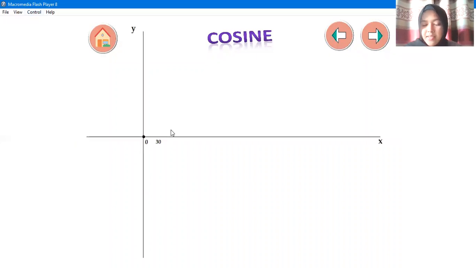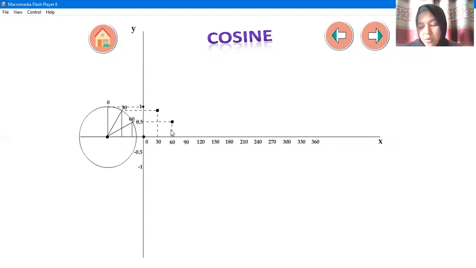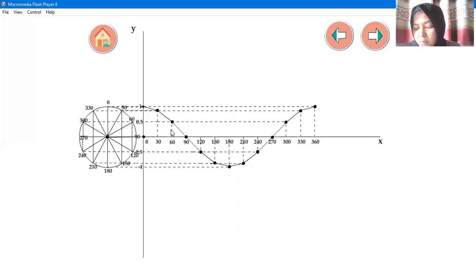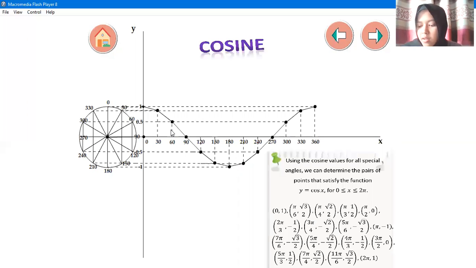Okay, steps to draw the cosine graph. Draw the axes x and y and draw a circle with a radius of 1 unit. Next, connect the angle of the circle with the unit on x. Next, connect all the corresponding dots and draw a curved line with a thick pen. This is the graph of the cosine trigonometric function.